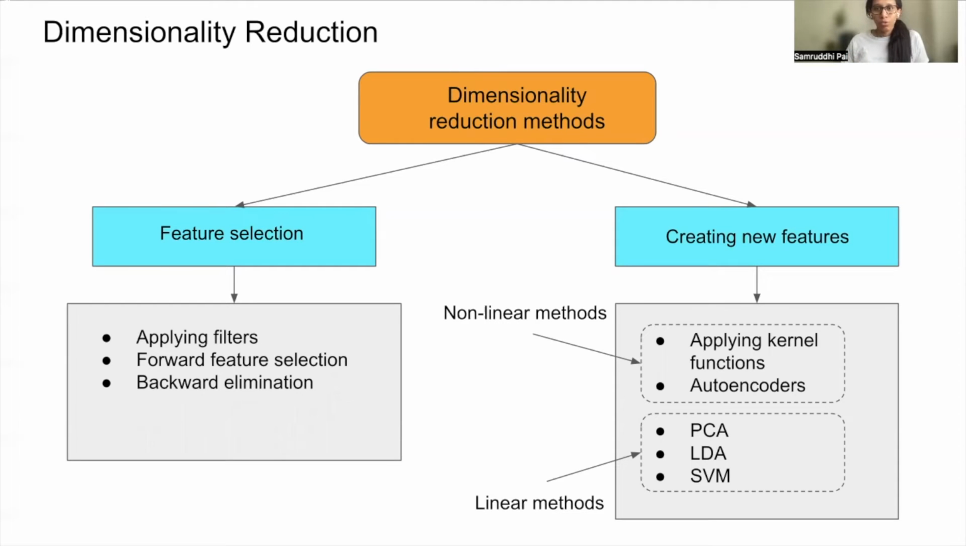Going to creating new features, there can be various linear and nonlinear methods for this. In nonlinear methods, you can have a function or a kernel function that can combine multiple features and create a new feature out of it. For example, r is equal to x square plus y square.